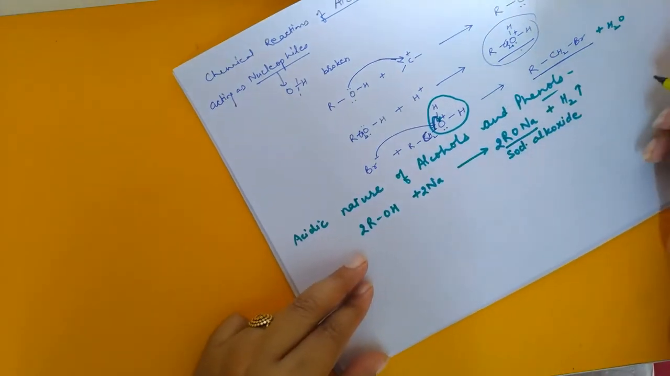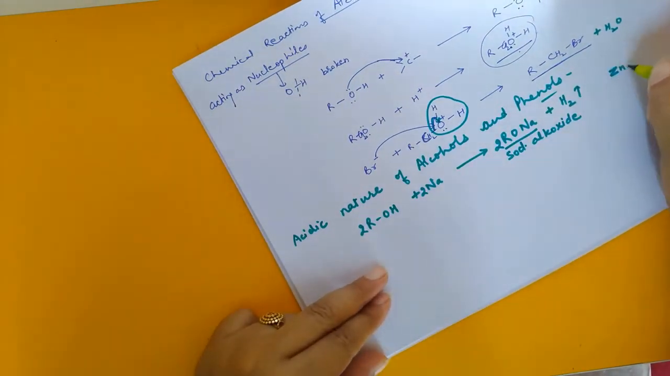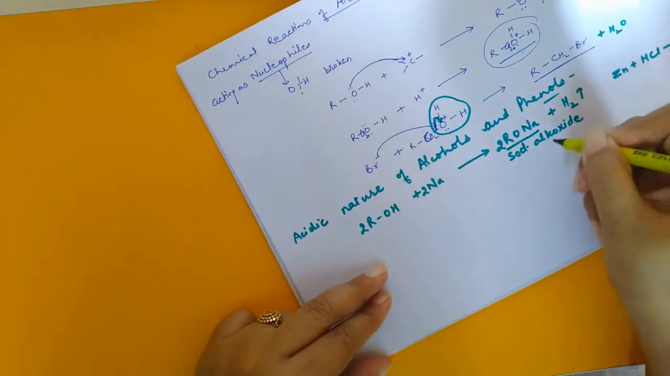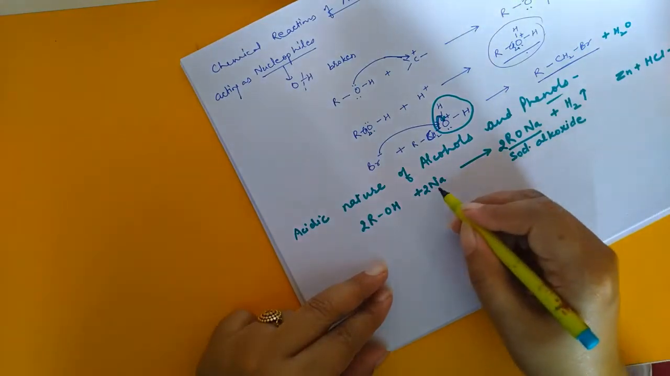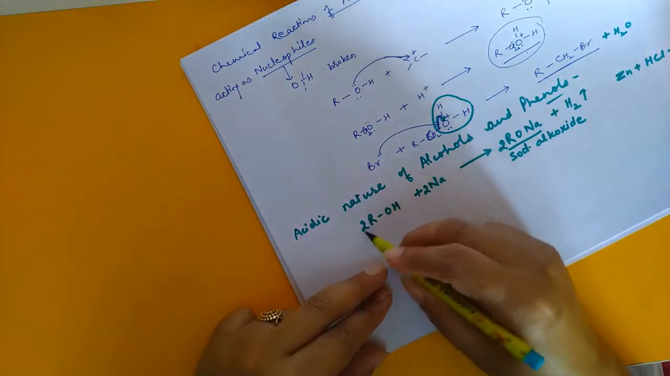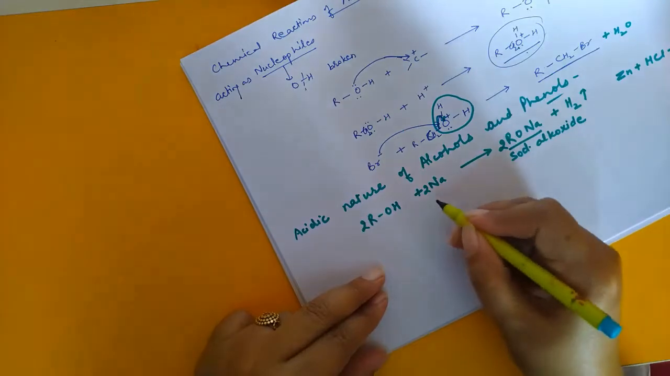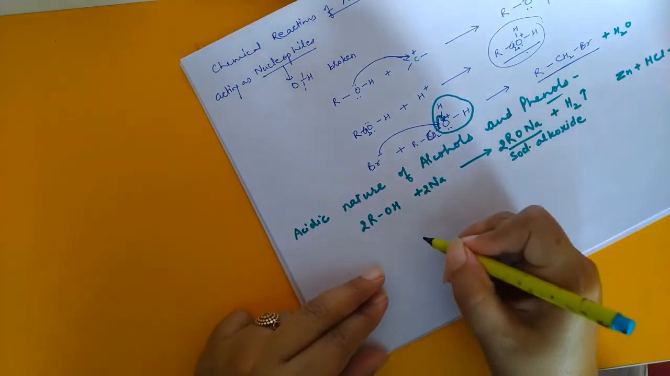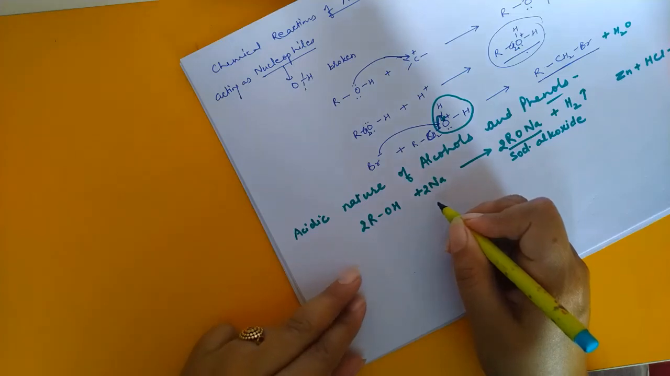We should pay attention that other acids also do the same, like HCl reacts with zinc to give ZnCl2 plus hydrogen gas. So what I'm trying to tell here is that just like the other acids, alcohol is also liberating hydrogen gas on reacting with an active metal. That is why we can say that this is acidic in nature.